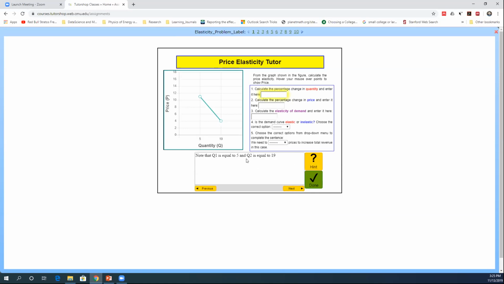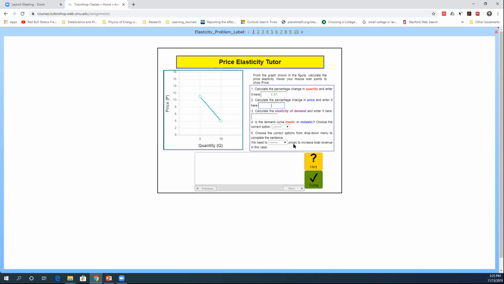Okay, so Q1 is equal to 5 and Q2 is equal to 19, that's right. 1.17, okay. I think I used the formula wrongly. So it's 1.17, and now it highlights in green, which means that the answer is now correct.